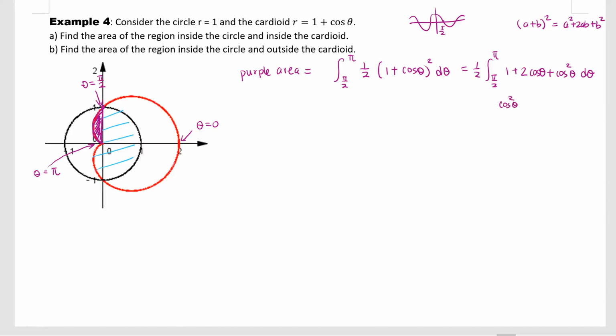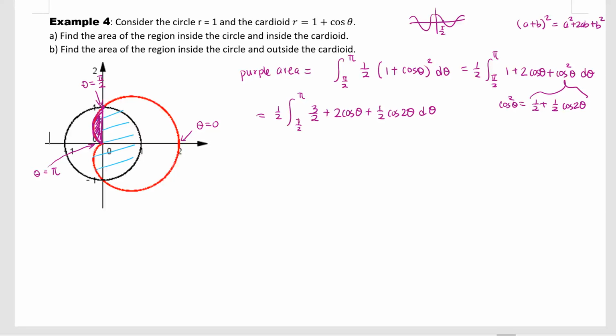So cosine squared is 1/2 plus 1/2 cosine 2 theta. Okay, so we place that here. This 1/2 and that 1/2 we can combine together. 1/2 plus 1 is 3/2. And then we have 2 cosine theta, and we have the 1/2 cosine 2 theta d theta. So far so good, everybody?